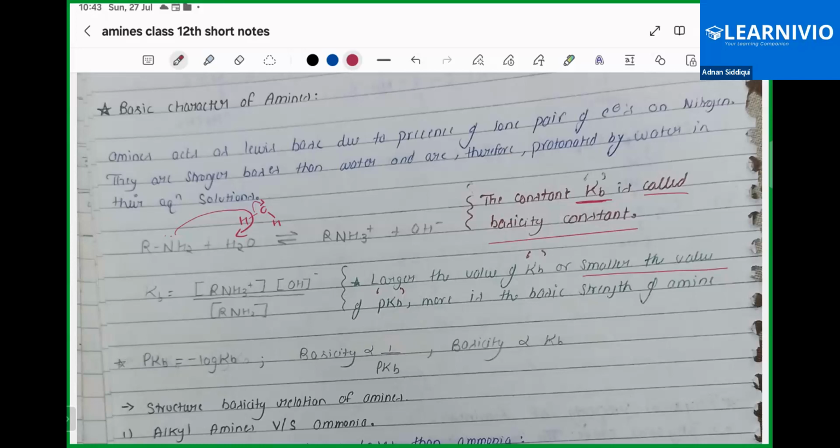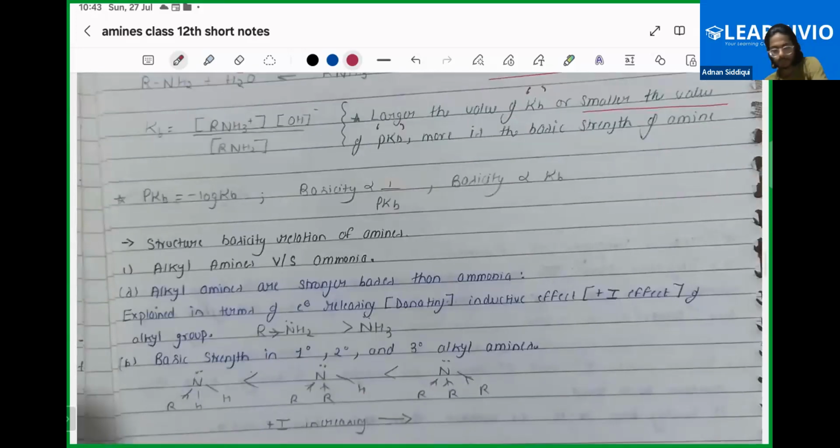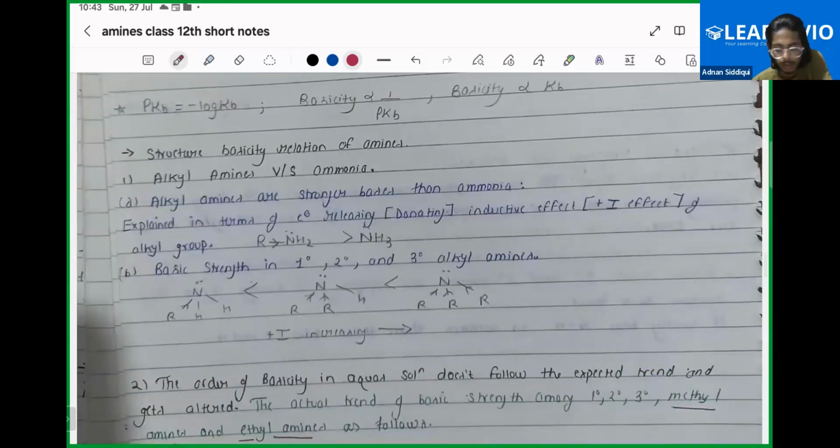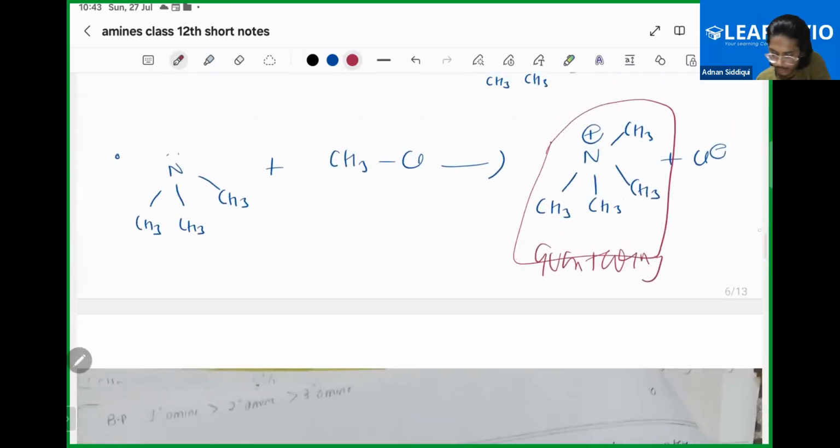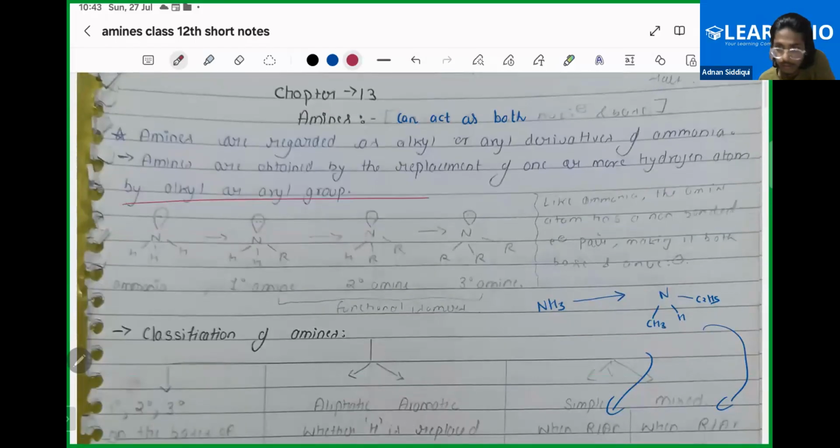Okay, so let us move ahead. Now we are going to relate the basicity of ammonia with alkylamines, then arylamines. If you have to choose between these four, which one will you consider the strongest base and why? Is it going to be the simple ammonia? Is it going to be 1 degree, 2 degree, or 3 degree? Think about it.